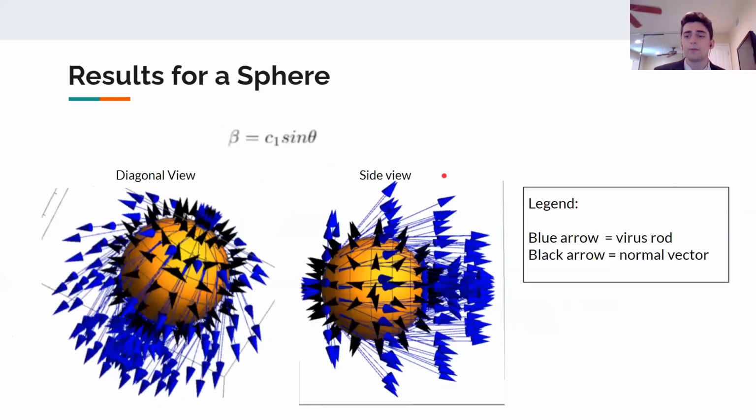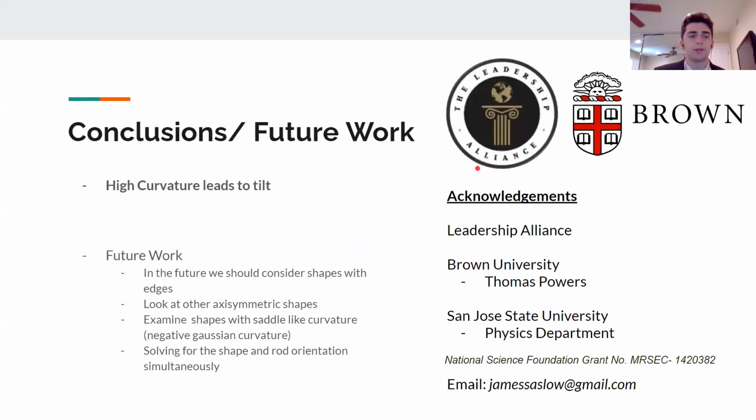And here's a 3D representation of that. For the beta proportional to sine theta solution, we have a diagonal view and a side view. Again, these blue rods are the viral rods, and the black arrows are the normal vectors. So, in conclusion, high curvature leads to tilt.